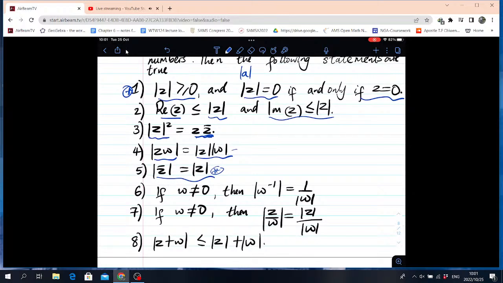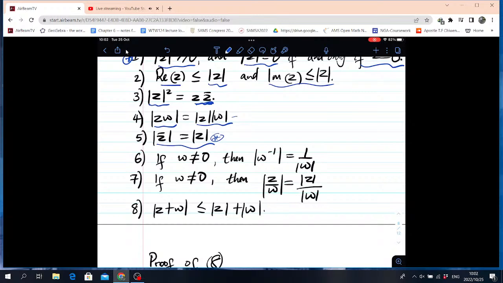If you've got a non-zero complex number w, then the modulus of the inverse is equal to 1 over the modulus of w. We get this nice property here, and we'll see some of these come into play when we look at more work on complex numbers. Again, if you've got a non-zero complex number w, then the modulus of z over w is just the modulus of z over the modulus of w.